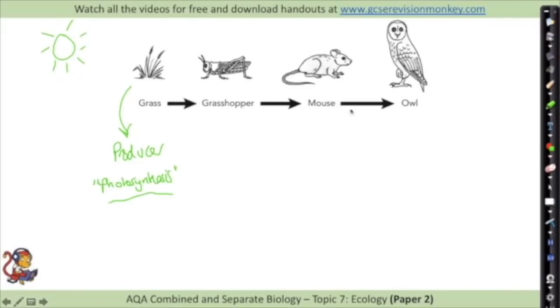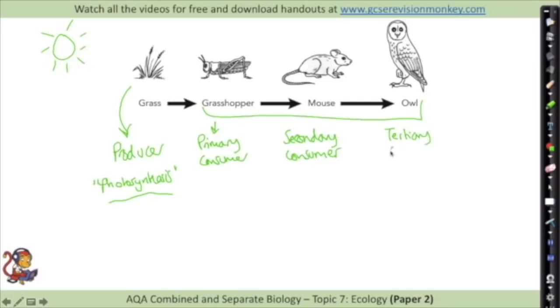So all of these three organisms here are called consumers, but this one is the primary consumer because it is the first consumer in the chain. The mouse is what we call the secondary consumer because it is the second organism in the food chain, and the owl is called the tertiary consumer.